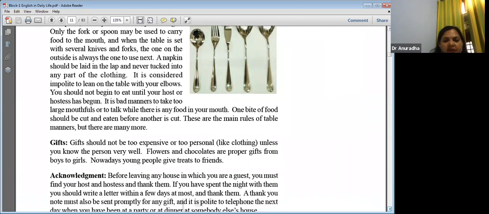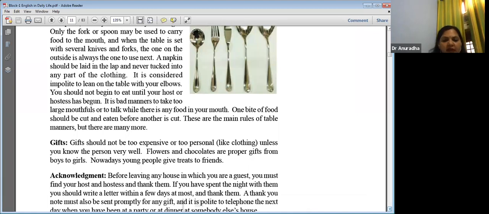Then acknowledgement is important. For example, you have been as a guest to someone's house. Aap kisi ghar as a guest jaate hain. So before leaving any house in which you are a guest, you must find your host and hostess and thank them. मतलब जिसने पार्टी ऑर्गेनाइज की है, जो उसके मेन ऑर्गेनाइजर्स हैं, do meet them, do say goodbye to them.